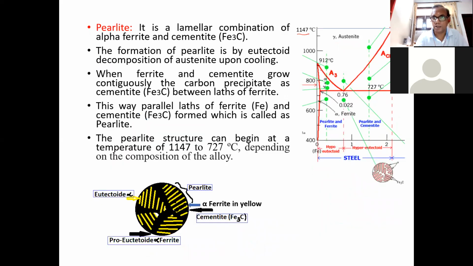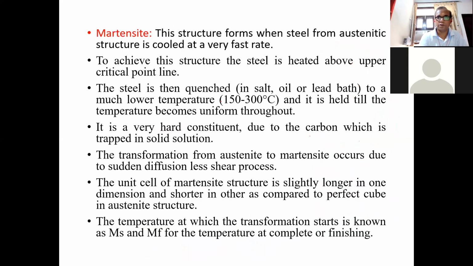Solid solution हमारा यहाँ था, है ना, ऑस्टेनाइट में. जैसे आपने उसको बहुत फास्ट कूल किया, कम टेम्परेचर तक ले आए आप, तो वो ट्रैप हो गया. The transformation from austenite to martensite occurs due to sudden diffusionless shear process. The unit cell of martensite structure is slightly longer in one dimension and shorter in other as compared to perfect cube in austenite structure.